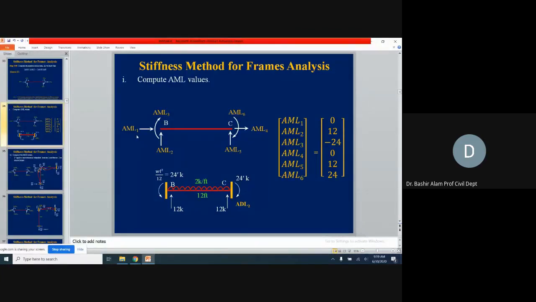AML1 is how much? Corresponding to this, we don't have any horizontal action, so this is 0. AML2, this is 12, so we are putting 12. AML3, it is clockwise positive, but the actual one is 24, so this is minus 24, opposite to this positive direction. AML4 is 0 here. When a number is not shown, it means it is 0. AML5 is plus 12, so plus 12 is here, and AML6, it is clockwise positive, so plus 24 we are recording here.